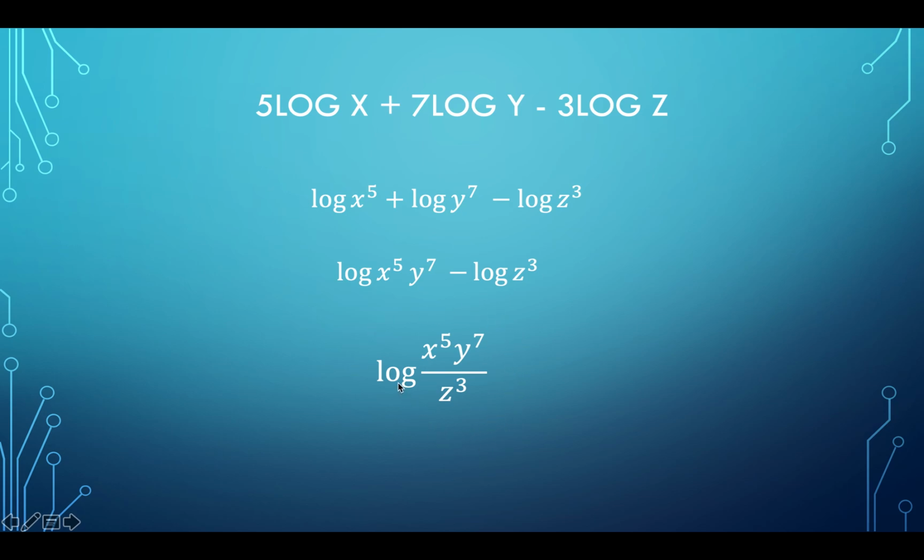Why? Because we only have the word log written once. And z to the 3rd is in the denominator. Why? Because whatever is immediately right after that subtraction sign goes into the denominator. And y to the 7th isn't in the denominator because if anything else was supposed to be in the denominator, it would have parentheses around it.